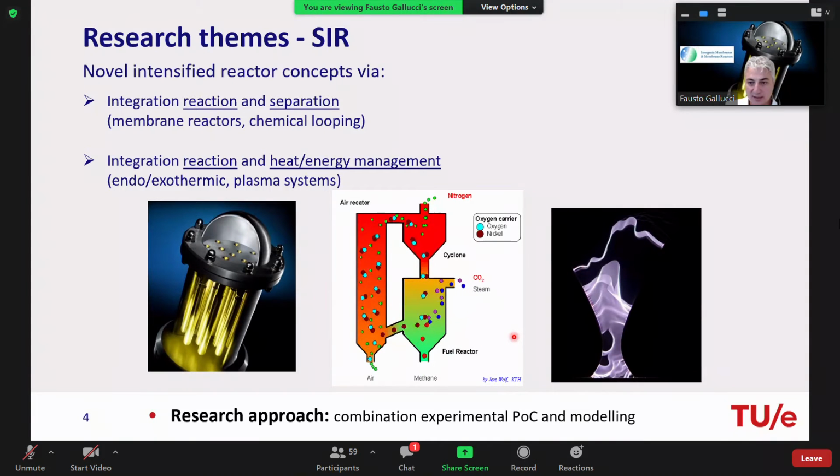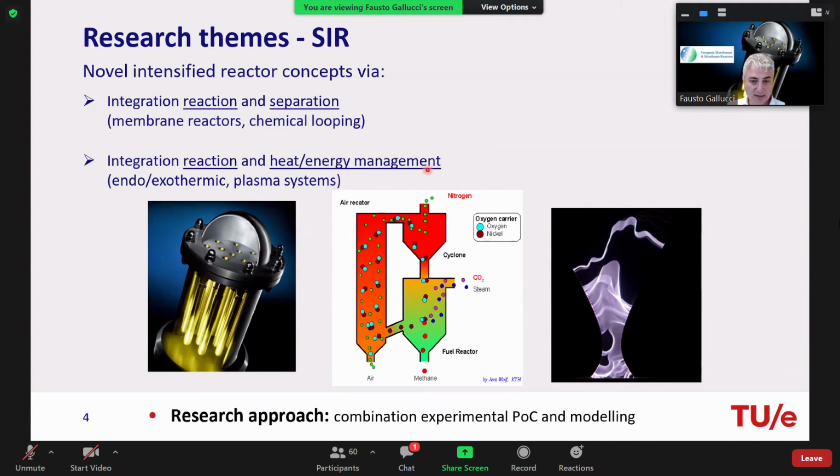And another theme we are following is the integration of reaction and energy management, and this is a picture of a plasma reactor where basically we supply the energy to a reaction in a form of a plasma. In this way, you can carry out the reaction that normally occurs at very high temperature, also at room temperature. So what we do normally is a combination of proof of concept and modeling in our group.